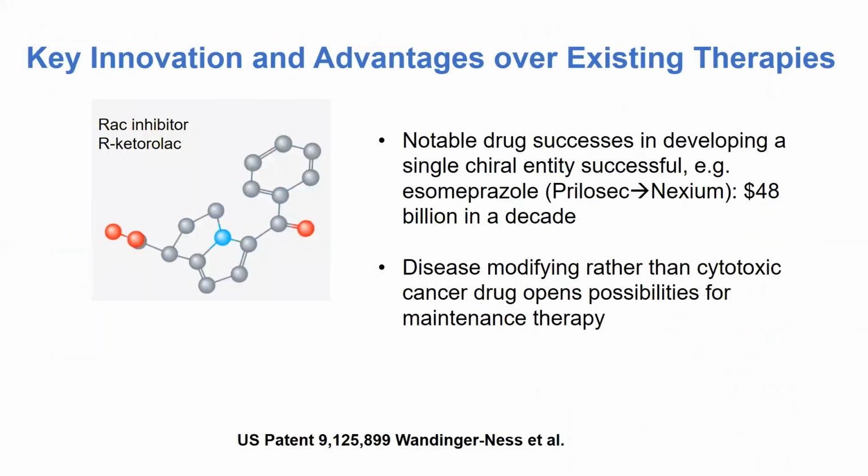Taken together, these observations provide a key innovation and advantage in enantiomer selective therapeutics, for which there is precedent in esomeprazole. The R enantiomer of ketorolac has potential as a disease-modifying rather than cytotoxic cancer drug, which opens possibilities for maintenance therapy.